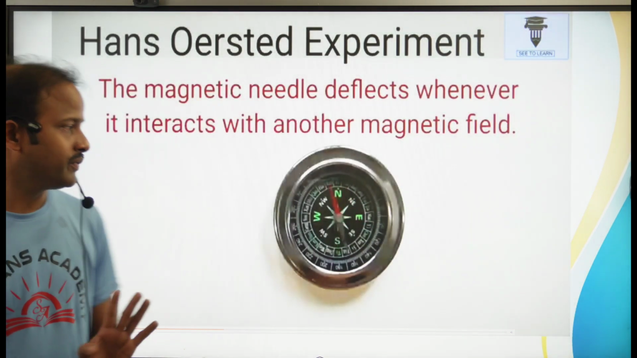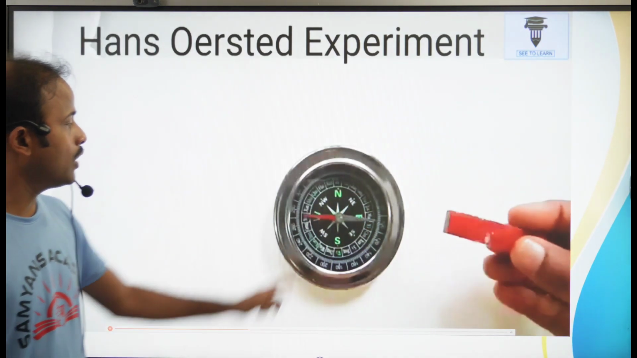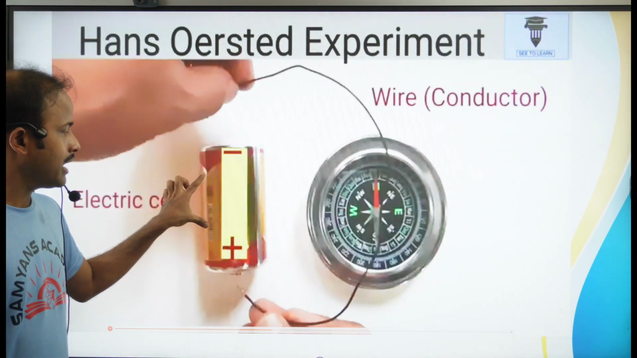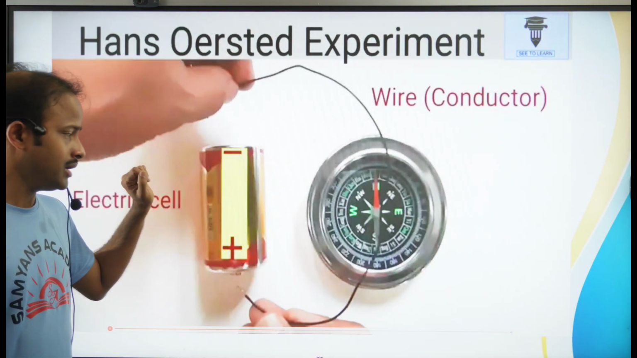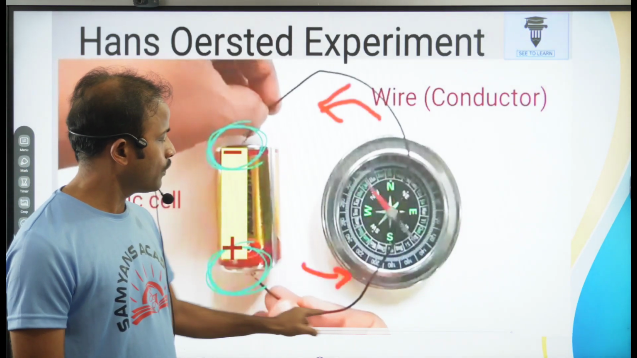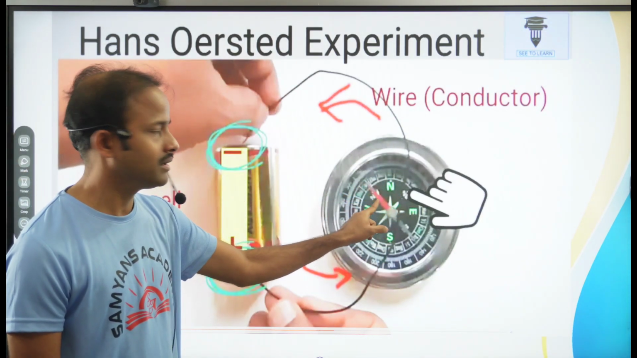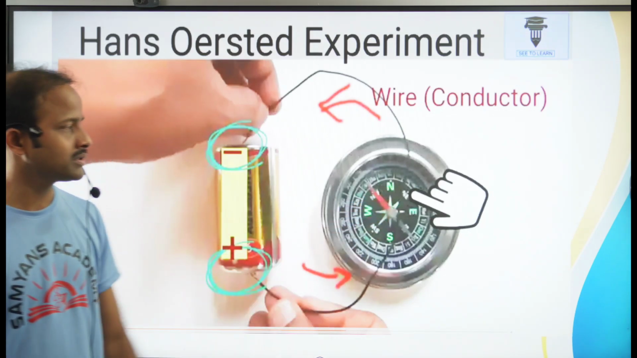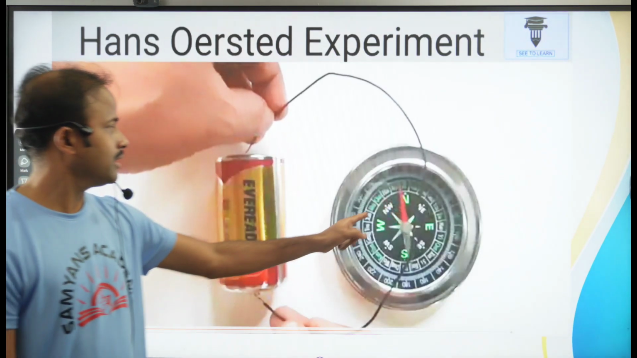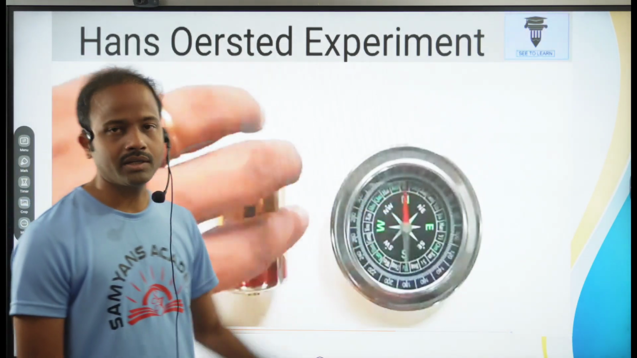Before going to this, what we are doing here: we are taking one magnet nearer to it, and we are seeing the deflection in the compass needle. Now this battery has a positive terminal and a negative terminal. When you connect the wire to this, the current will flow from the positive terminal to the negative terminal. Now we can see the deflection. Before, it was towards north, now it has moved towards the west direction. When you remove the current, when there is no current in the conducting wire, it comes to rest.